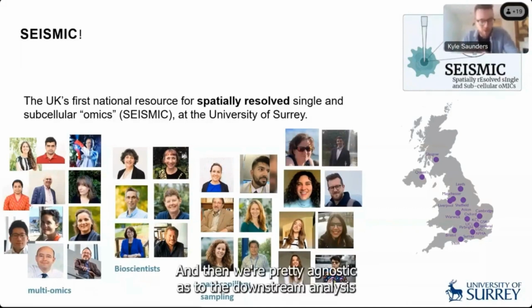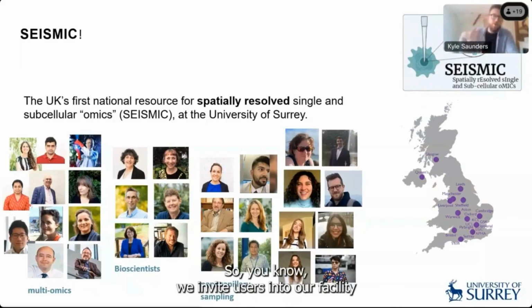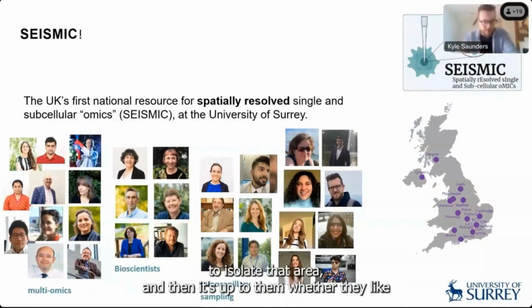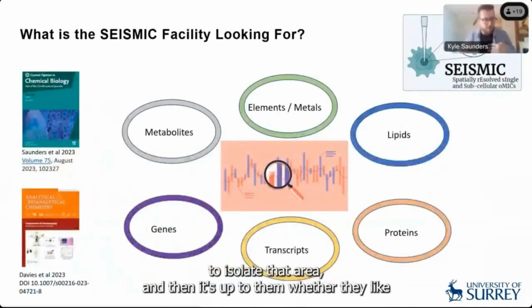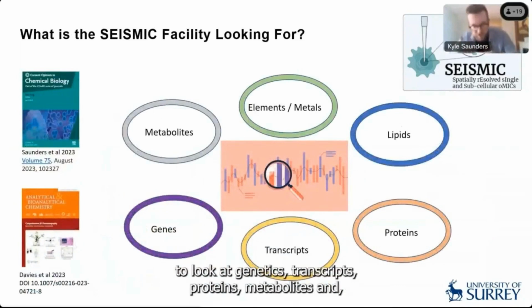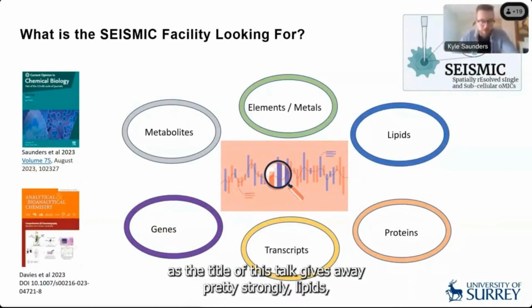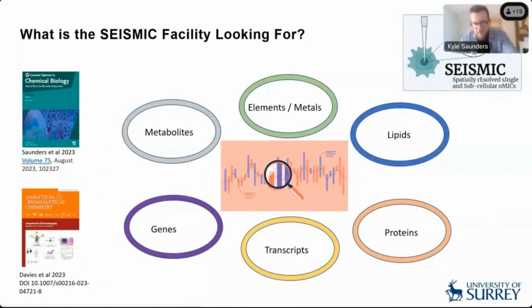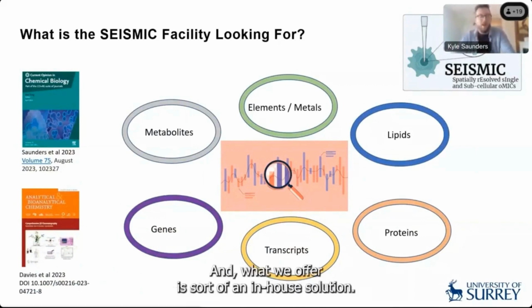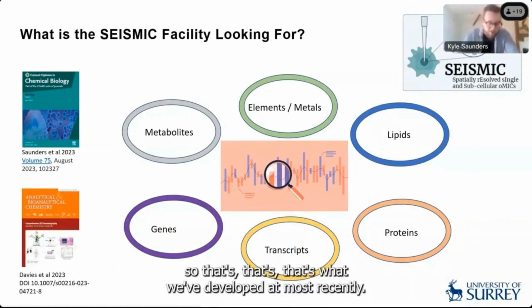And then we're pretty agnostic as to the downstream analysis that's used afterwards. So, we invite users into our facility to isolate their material, and then it's up to them whether they'd like to look at genetics, transcripts, proteins, metabolites, and as the title of this talk gives away pretty strongly, lipids, which is what we're interested in. And what we offer is sort of an in-house solution. So that's what we've developed mostly.